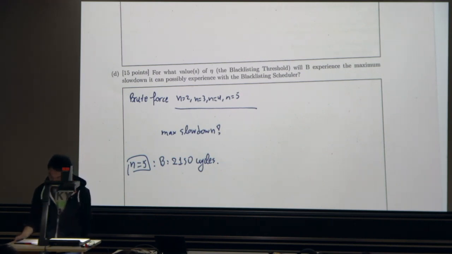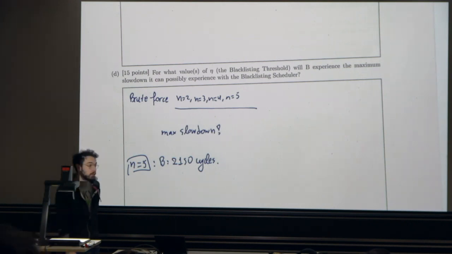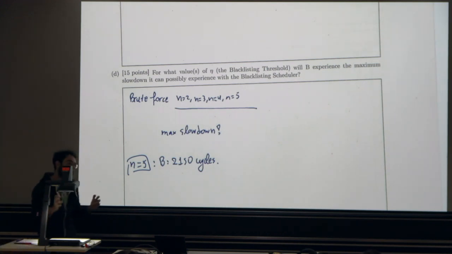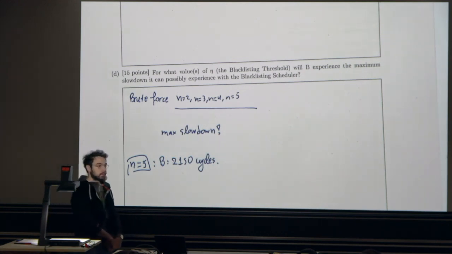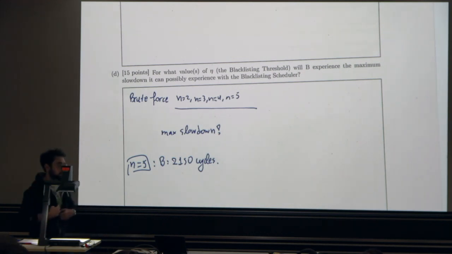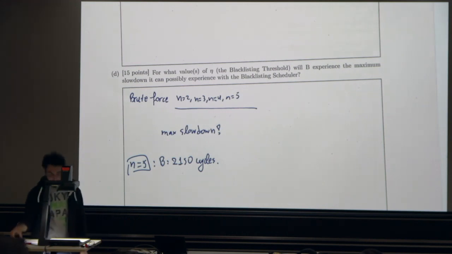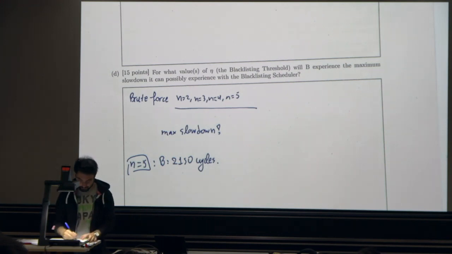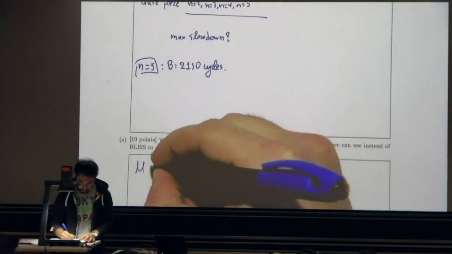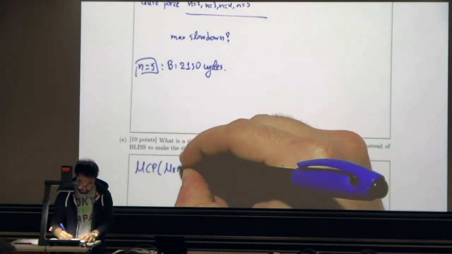What is a simple mechanism that we can use instead of BLISS to make the slowdowns of both A and B equal to 1? Does anyone have any idea of how to do that? So you want both applications to run isolated in this case. And I think you discussed it in the class. Is there any way that you can run the applications isolated? How is this technique called? Okay, it's memory channel partitioning. Correct. So the technique is called MCP, memory channel partitioning.